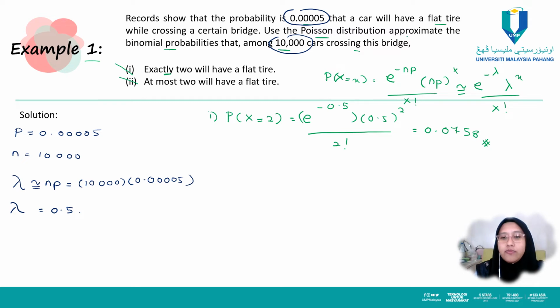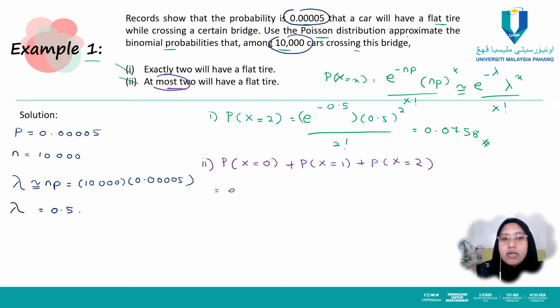Okay, so now let's move to question number 2. Question number 2: at most 2 will have a flat tire. That means the question asks you to find the probability. Since the words are "at most", it will start from X equal to 0 plus probability X equal to 1 plus probability X equal to 2. So just substitute into the formula.